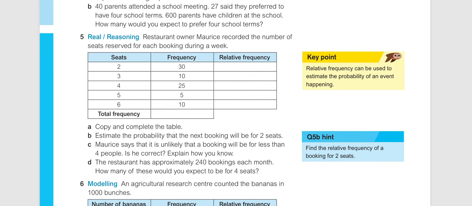Right, now question 5. For question 5 it says, restaurant owner Maurice recorded the number of seats reserved for each booking during a week. Now for 2 seats frequency is 30, for 3 seats it's 10, 4 seats it's 25, 5 seats it's 5, 6 seats it's 10. What is the total frequency? 80. 30 plus 10 is 40, 40 and 30 is 70. Yes, we have 80. Total frequency 80, right?